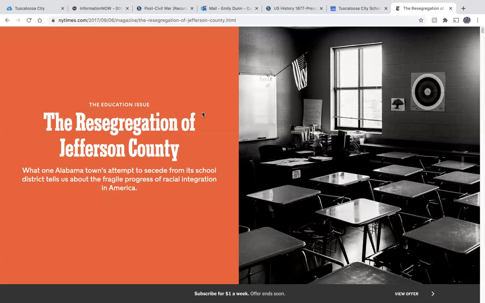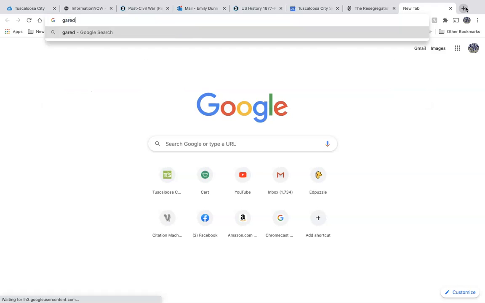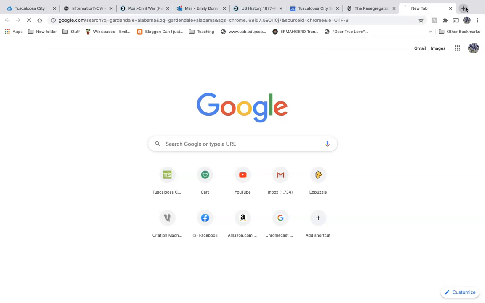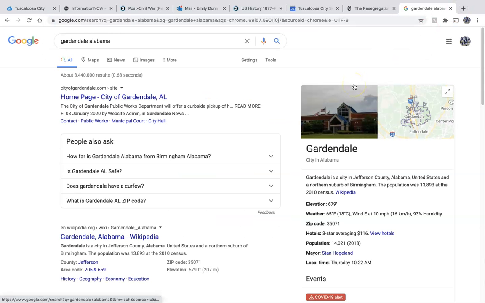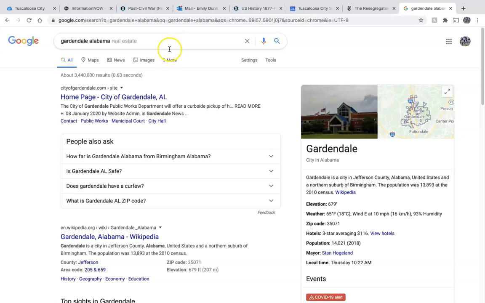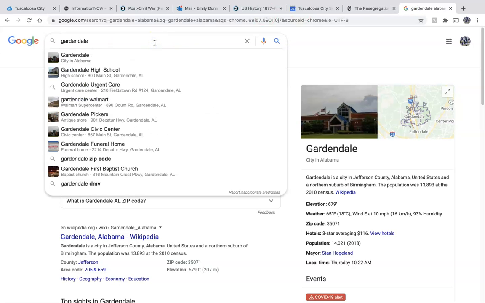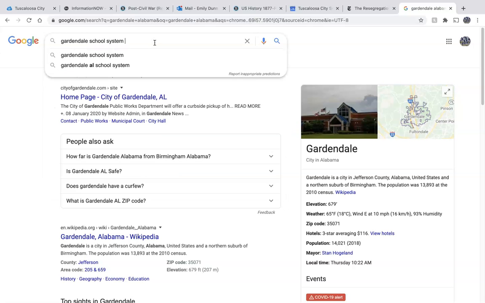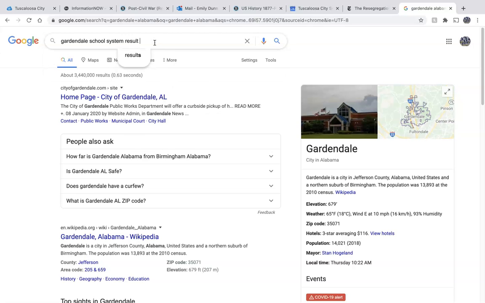What you need to know about Gardendale, Alabama: it is a northern suburb of Birmingham. This is a predominantly white community, and they are trying to split away from Jefferson County schools and create their own school system. Let me Google the other one. So, the Gardendale school system. What was the result?